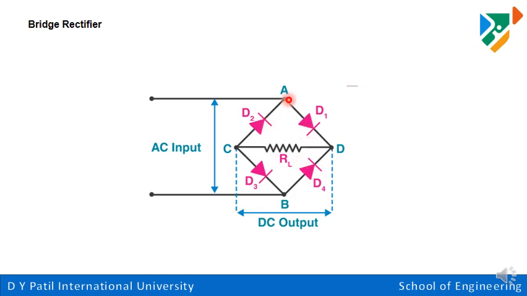Now here we apply input between the points A and B, and we are taking the output between the points C and D, and here the load is connected between the points C and D. Now these diodes are connected in such a fashion that at any cycle, out of 4, 2 diodes are conducting. So this is the construction of the bridge rectifier.